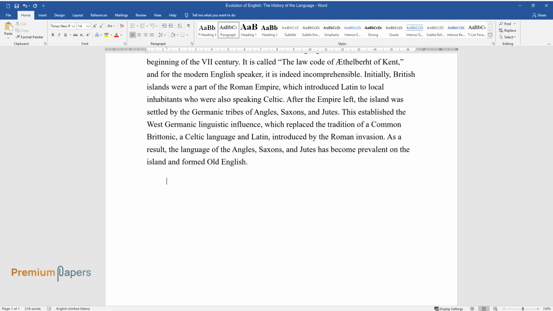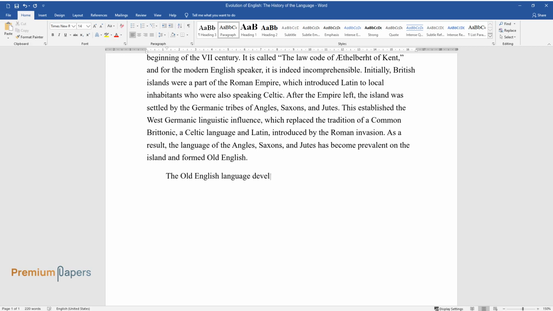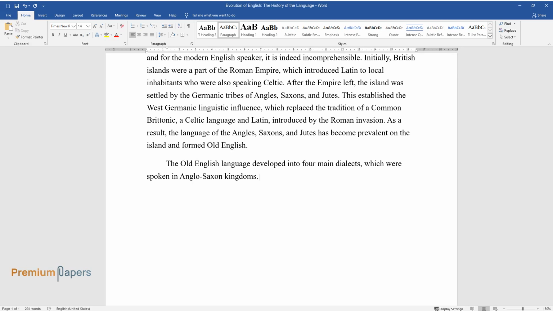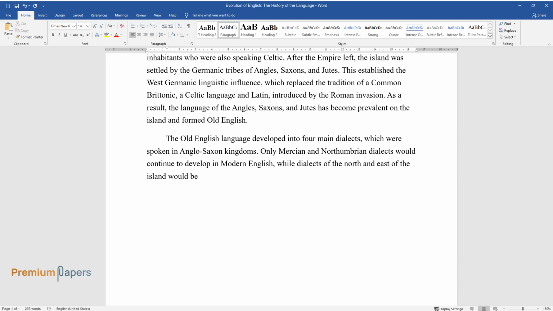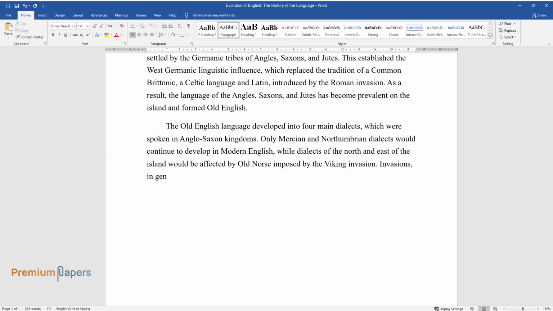English. The Old English language developed into four main dialects, which were spoken in Anglo-Saxon kingdoms. Only Mercian and Northumbrian dialects would continue to develop in modern English, while dialects of the north and east of the island would be affected by Old Norse imposed by the Viking invasion. Invasions, in general, determine the history of the English language.